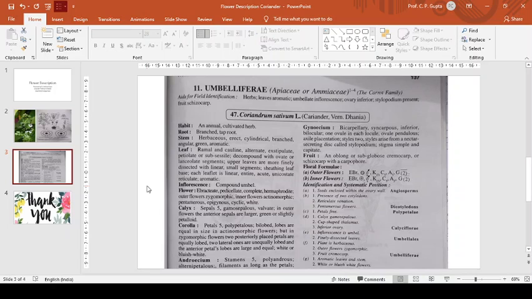Hing belongs to the family Umbelliferae or Apiaceae. One more important plant is Conium maculatum, poison hemlock, a deadly poison that was used to kill the great Greek philosopher Socrates.